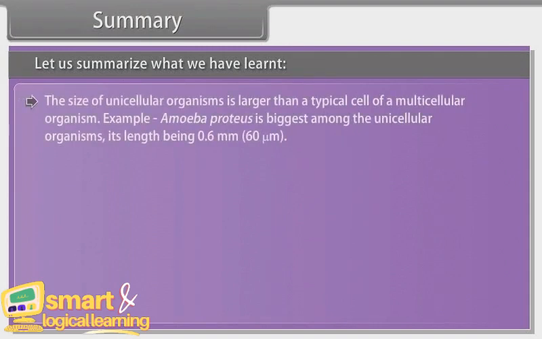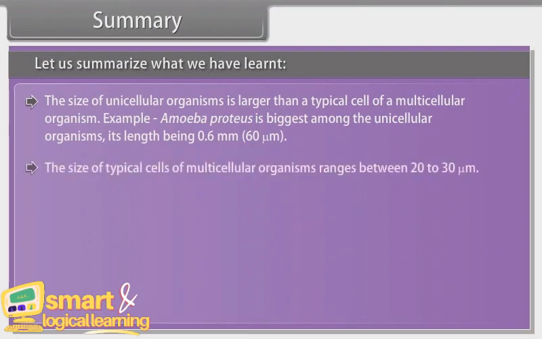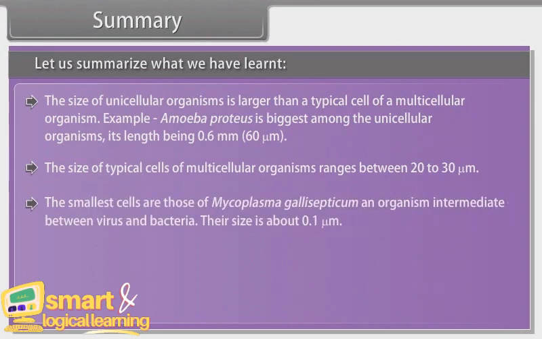The size of unicellular organisms is larger than a typical cell of a multicellular organism. Example, Amoeba proteus is the biggest among the unicellular organisms, its length being 0.6 millimeter, that is 600 micrometer. The size of typical cells of multicellular organisms ranges between 20 to 30 micrometer. The smallest cells are those of Mycoplasma gallisepticum, an organism intermediate between virus and bacteria. Their size is about 0.1 micrometer.